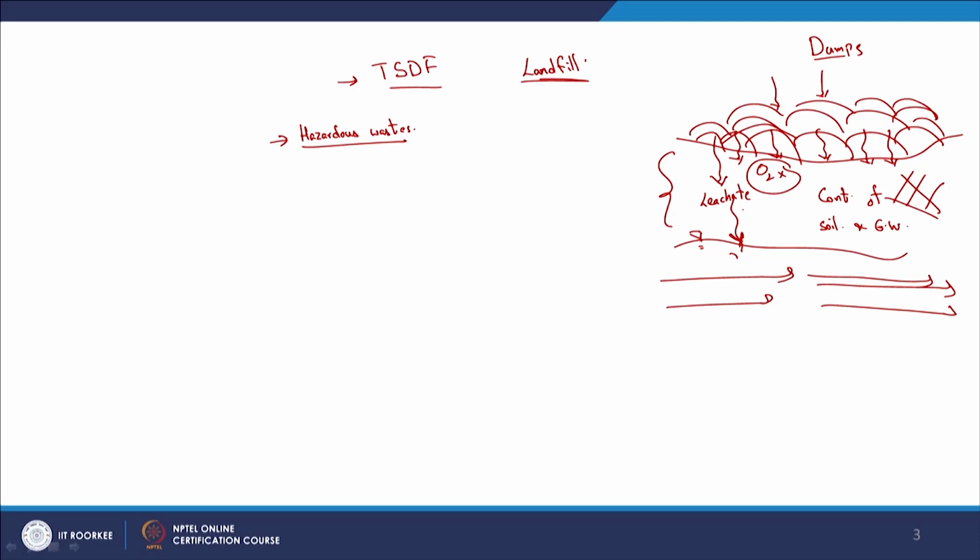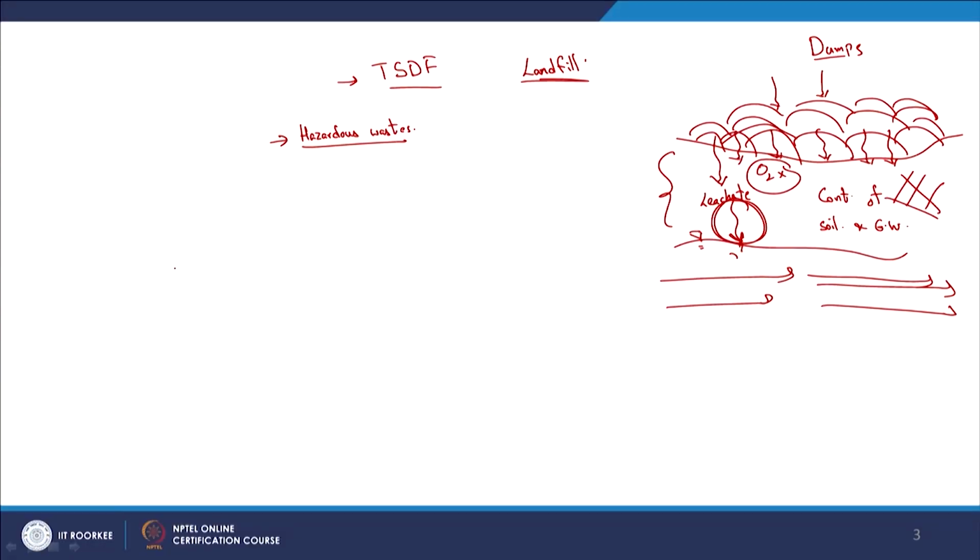So what are the relevant aspects that you need to look for? Obviously one aspect is that we need to collect this leachate or restrict the movement of this leachate, right? So in that context we come across impermeable layers, right?